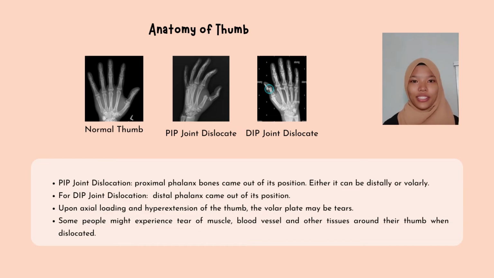During injuries, this joint cannot perform flexion and extension movement because it is a hinge joint that allows only flexion and extension. Also, upon axial loading and hyperextension of the thumb, the volar plate, which acts as a stabilizer and thick ligament that connects to bones in the finger, may tear. Lastly, some people might experience stress of muscle, blood vessel, and other tissues around their thumb when dislocated.